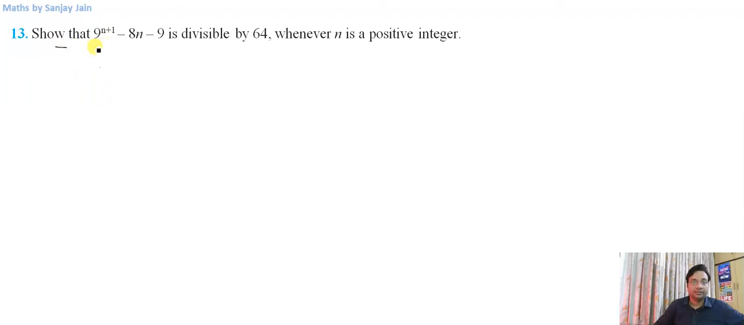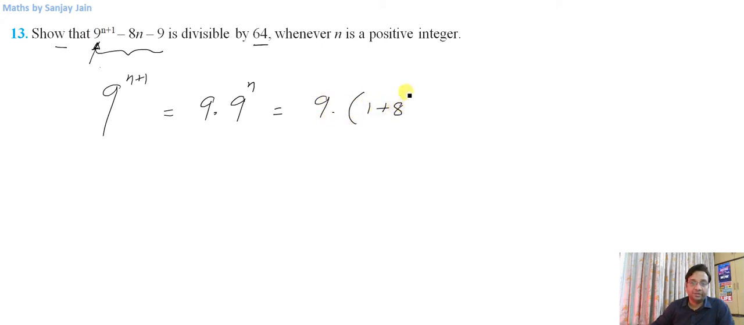Show that this expression here is divisible by 64. So what I'll try to do is first expand this part and then try to comprehend what the question is saying. So 9 raised to power n plus 1 can be written as 9 into 9 raised to power n. Okay. Now I'll write this 9 as 1 plus 8, raised to power n. Why am I doing that? Because I wanted to divide by 64.